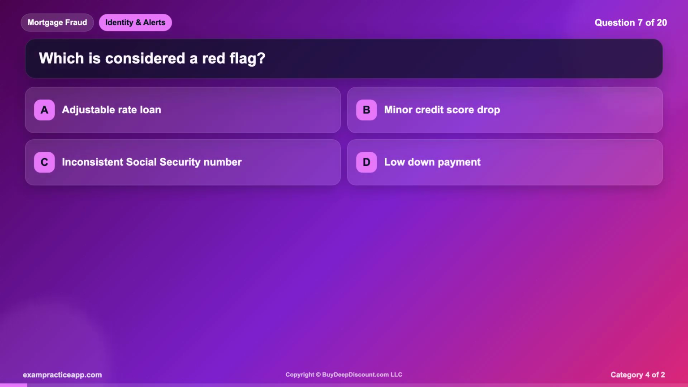Question 7. Which is considered a red flag? Option A, adjustable rate loan; option B, minor credit score drop; option C, inconsistent social security number; option D, low down payment. Take a moment to choose your answer. The correct answer is option C, inconsistent social security number. Explanation: Inconsistent SSNs are a strong identity theft red flag.